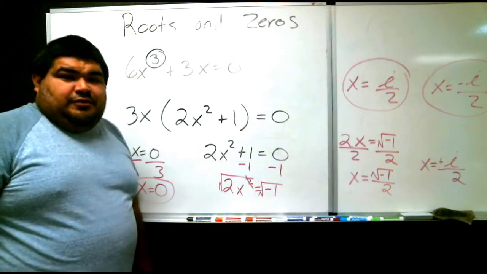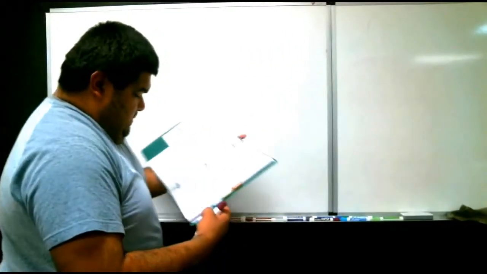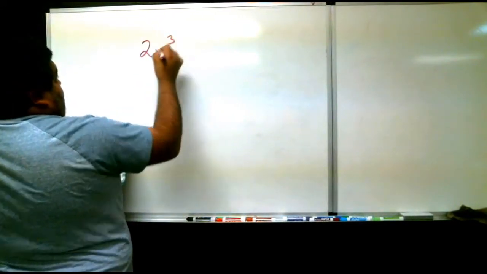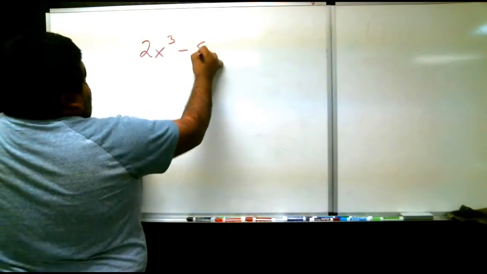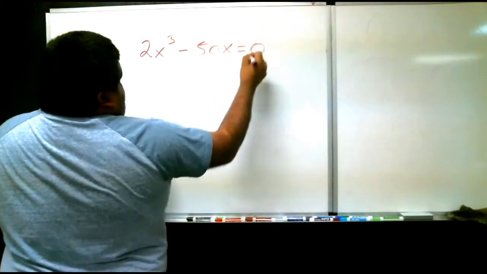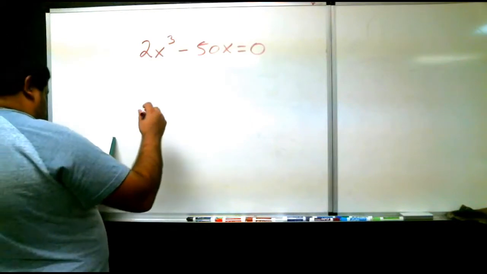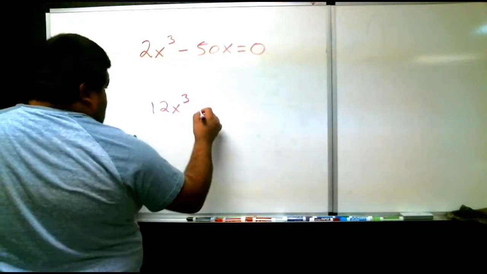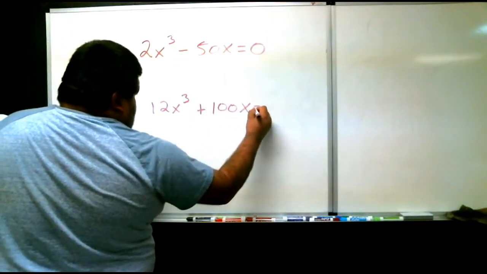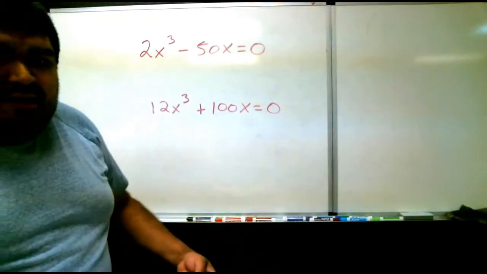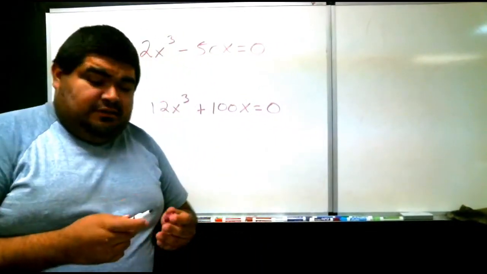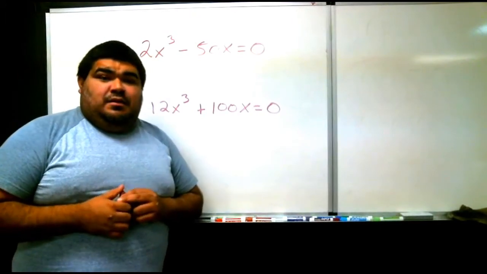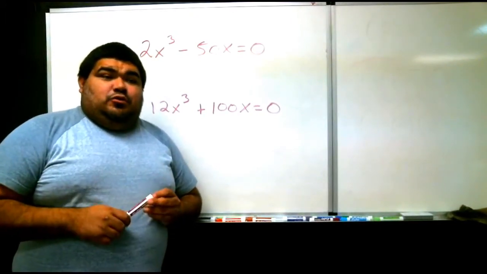So here's your assignment for today. The first example is 2x to the 3rd minus 50x equals 0. And then we have 12x to the 3rd plus 100x equals 0. Hint, hint. Remember, the biggest exponent is how many solutions you have. Make sure you find all the solutions.